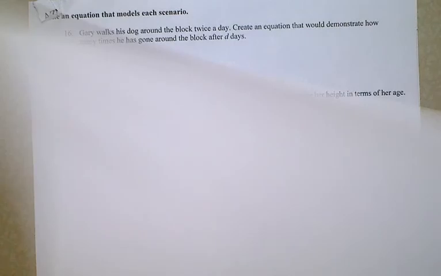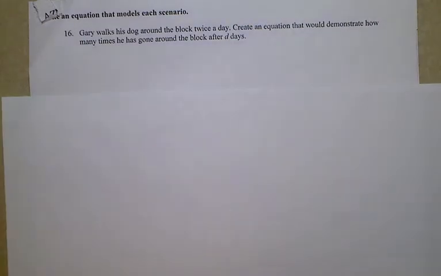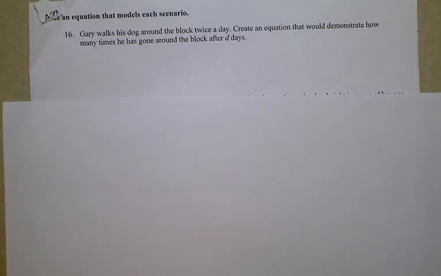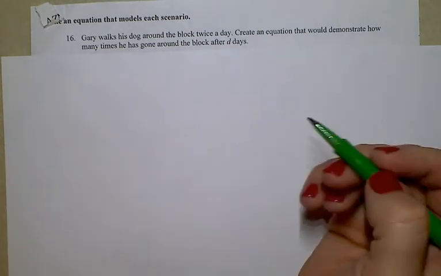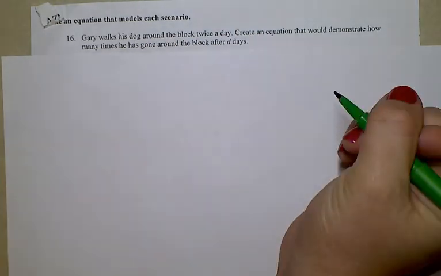We're going to write an equation that models each scenario in 16 and in 17. Gary walks his dog around the block twice a day. Create an equation that demonstrates how many times he has gone around the block after d days. So let's make a little chart here. Do this with me, please. We have two things: the number of days and the number of blocks. Does everybody agree with that?